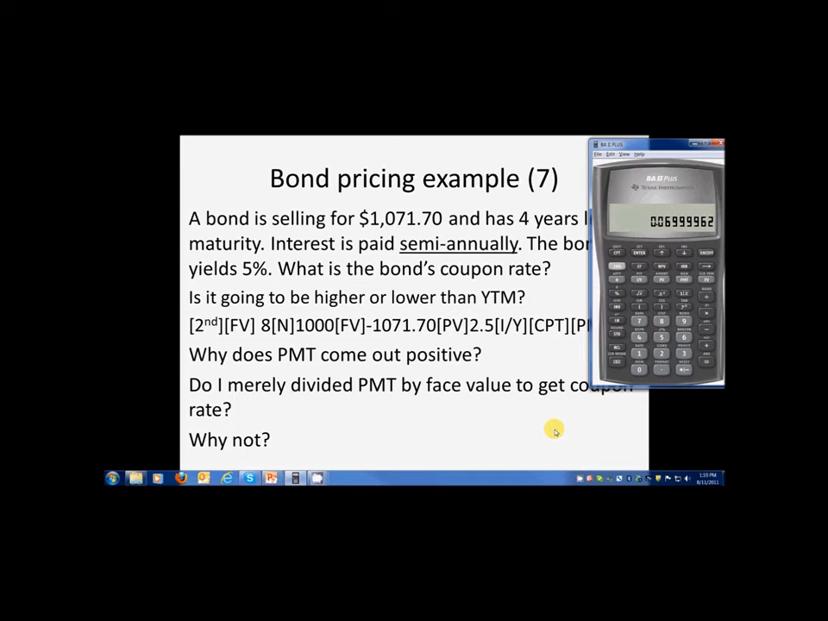Now, some quick questions. Why did the payment come out positive? Remember that payment and future value should always have the same sign on them because they are both cash flows into your pocket, whereas the initial purchase price of the bond is a cash flow out of your pocket. Now, I didn't merely divide the payment by the face value to get the coupon rate because that payment was a semi-annual coupon. We had to double it to figure out what the annual coupon amount was.